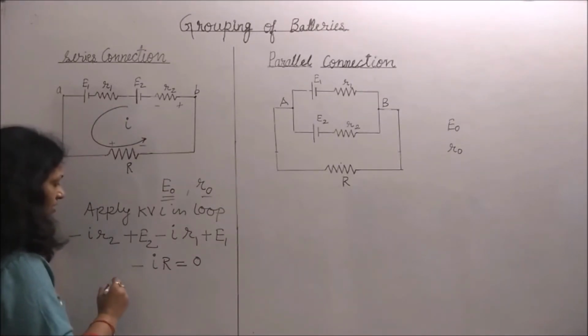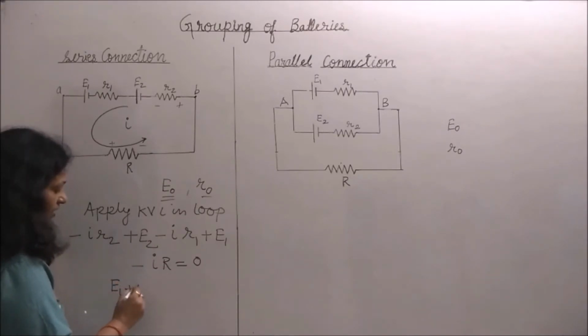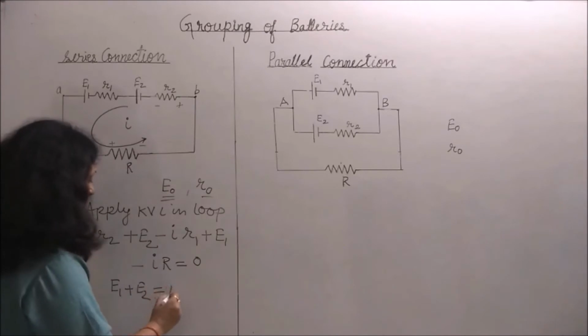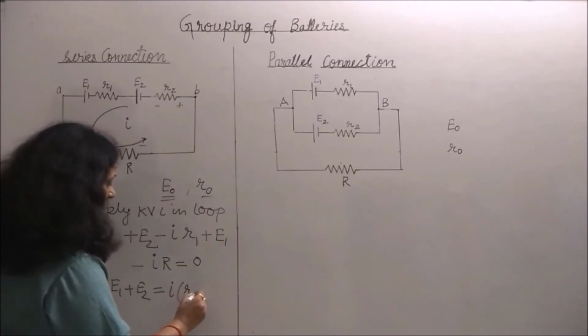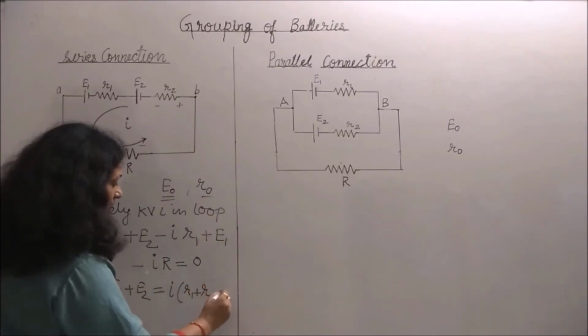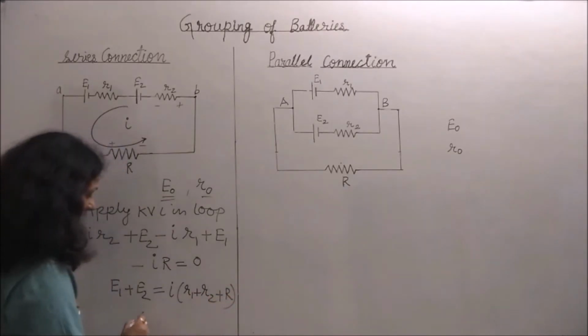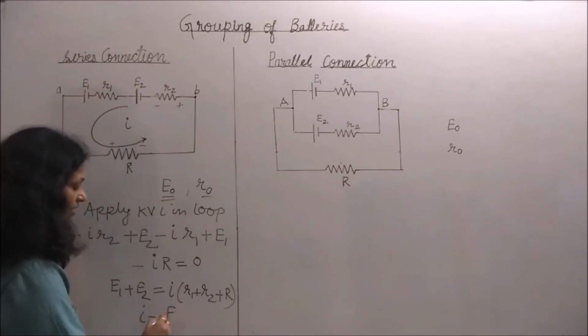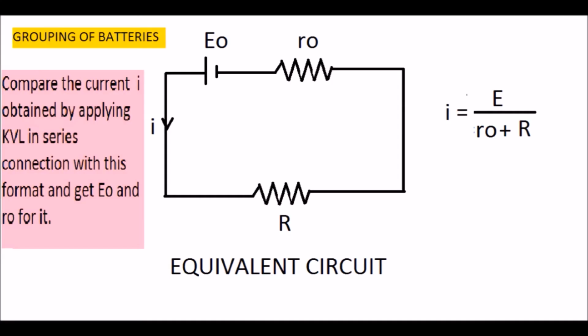So take all the terms with I on the right hand side and E1 plus E2 leave them on left hand side. Here will come I multiplied by R1 plus R2 plus R. So our I is nothing but E1 plus E2 divided by R1 plus R2 plus R.